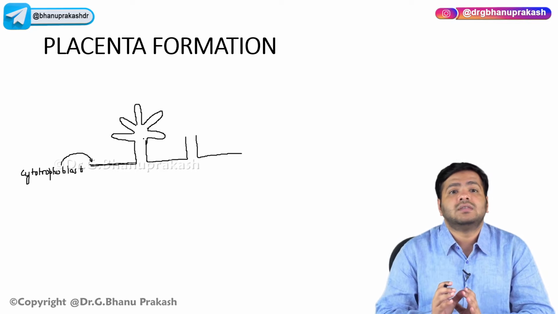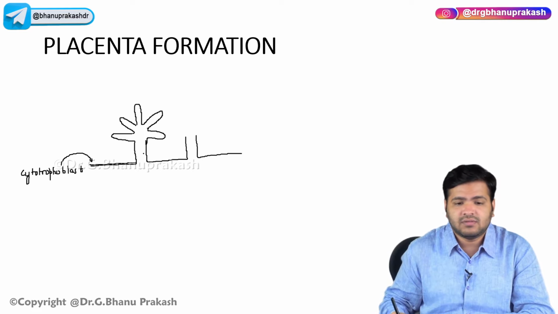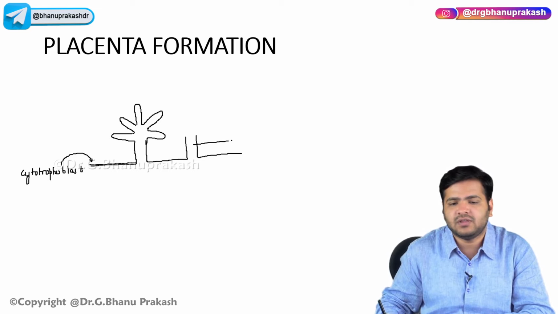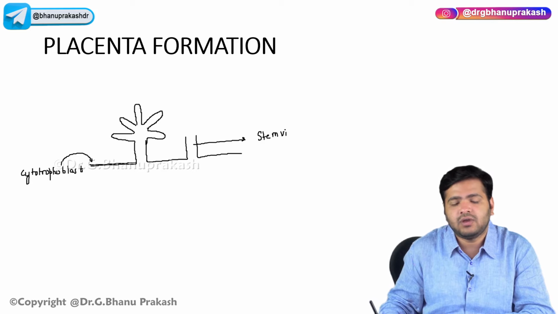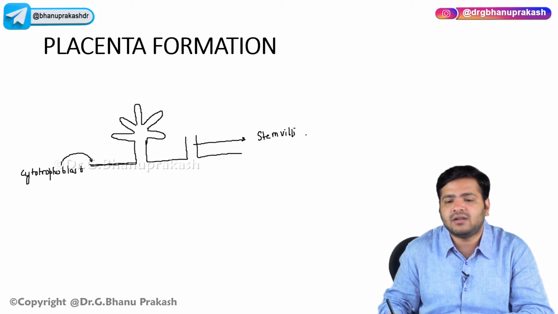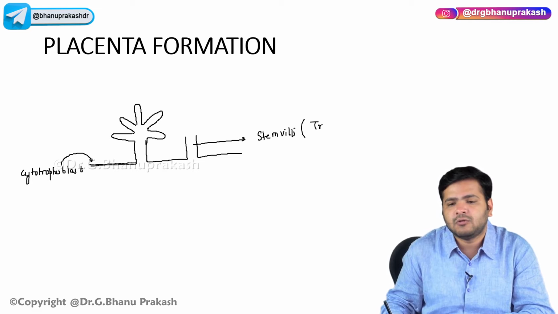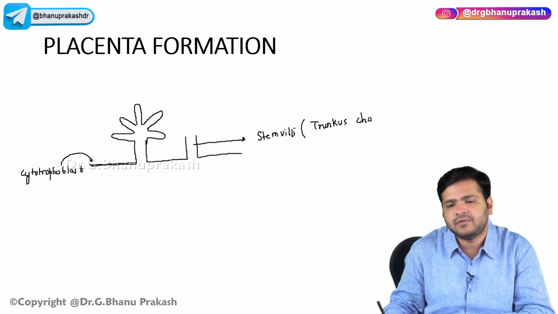Now, the main branch, the main stem, this is called as the stem villi, right? I can just write it over here. This is called as the stem villi, or it is also called as the truncus chorii, right?